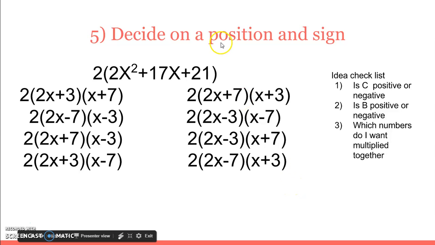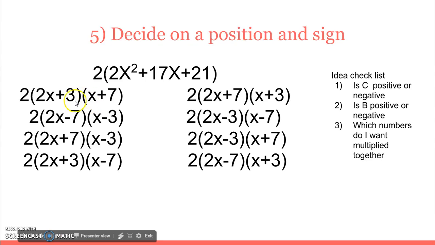So the next step is to go ahead and decide on a position and sign. Whenever we are doing the guess and check method, we're always going to start with 2 sets of parentheses, and we're going to go ahead and fill in the information. We want to make sure we put our x's first, and we're going to put the values that we decided for A, and it shouldn't matter which order, in front of our x's. So we have our 2 here, and there's an implied 1 here as well.